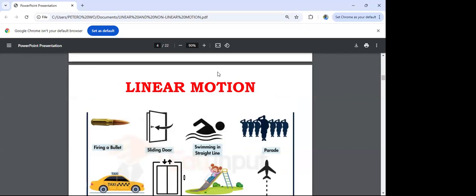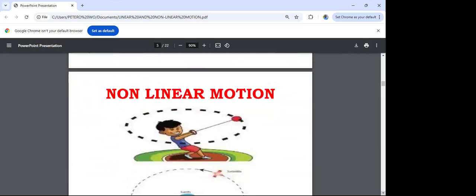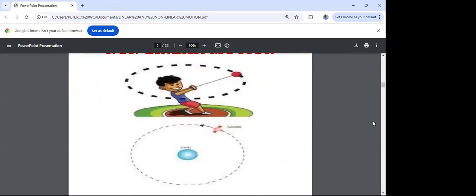Let me see those definitions in the chat. If you see all those objects under linear motion and objects are moving in a straight line, how can we define linear motion according to you? Let us write the answers in the chat, please.